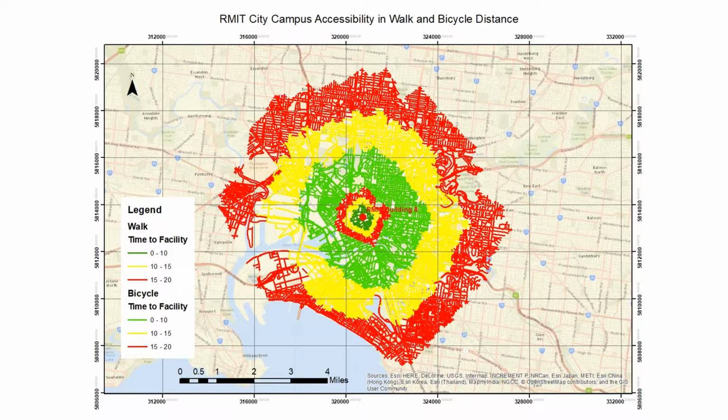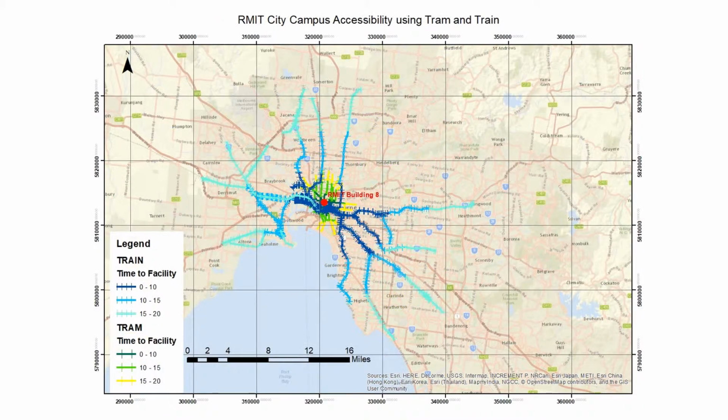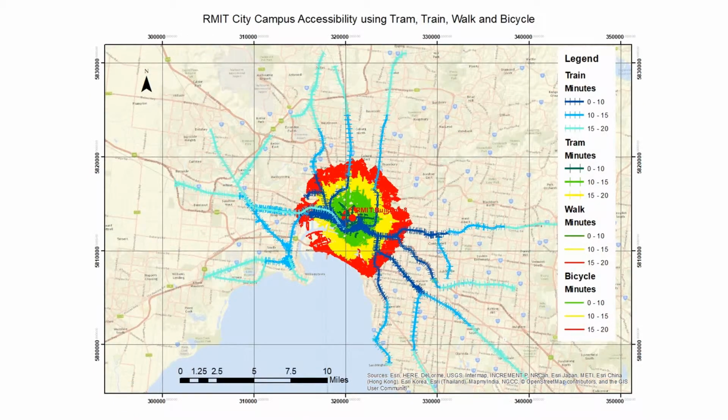If we combine the walking and bicycling maps, the map will look like this. We can see that all the walking area is within the 10 minute bicycling area. This is the map that shows the area with travel time within a maximum of 20 minutes by train or tram. And this is the combination map using walking, bicycling, tram, and train.